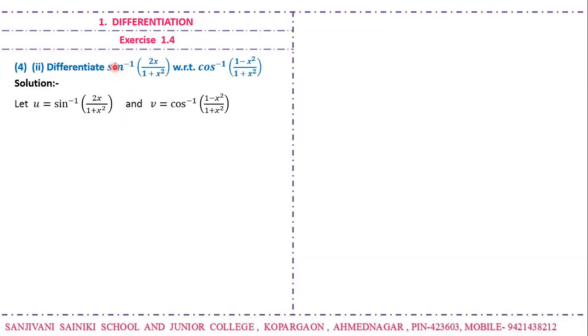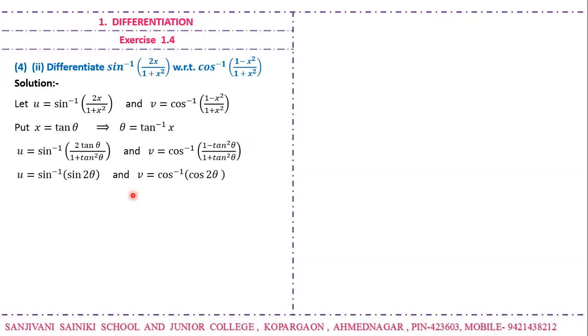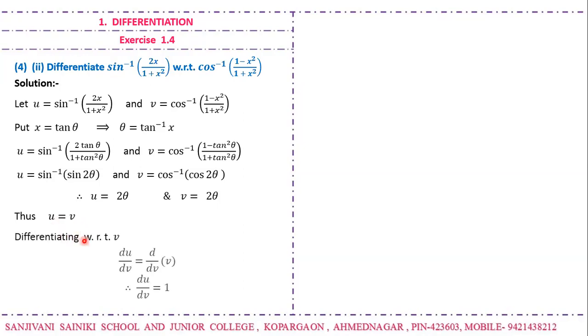Now the first function is sine inverse of 2x upon 1 plus x square, and the second function is cos inverse of 1 minus x square upon 1 plus x square. Again here you have to use the same substitution, x is equal to tan theta, because 2 tan theta upon 1 plus tan square theta is sine 2 theta, and 1 minus tan square theta upon 1 plus tan square theta is cos 2 theta. So you get u is equal to 2 theta and v is also equal to 2 theta. That means u and v are the same. So differentiating with respect to v, du by dv is nothing but 1.